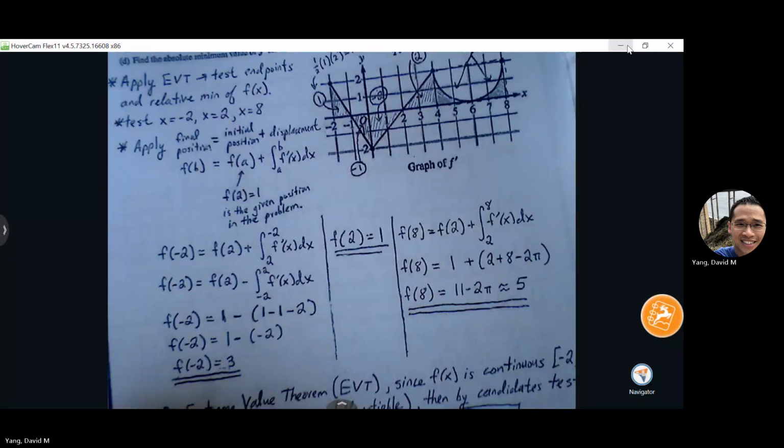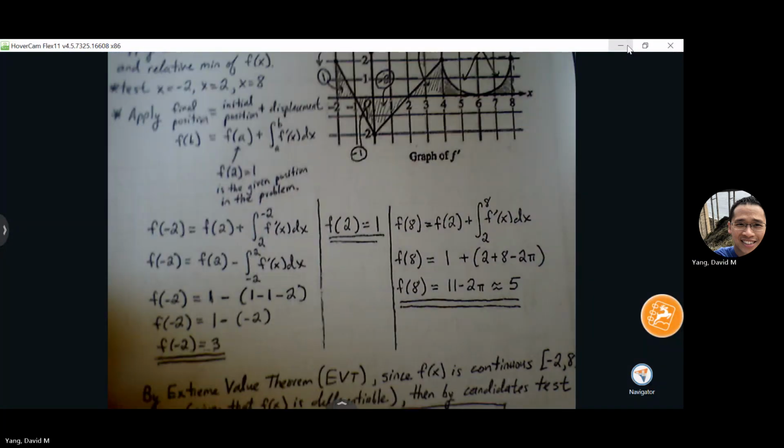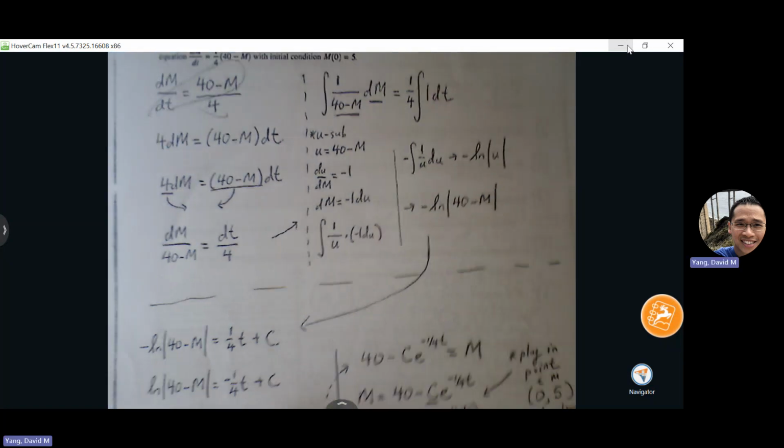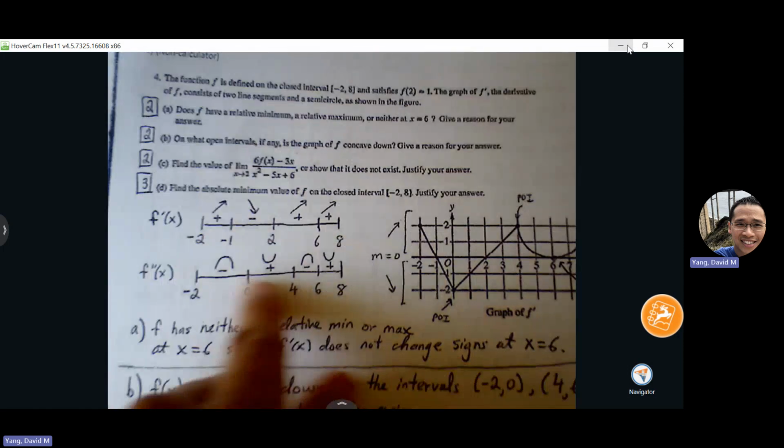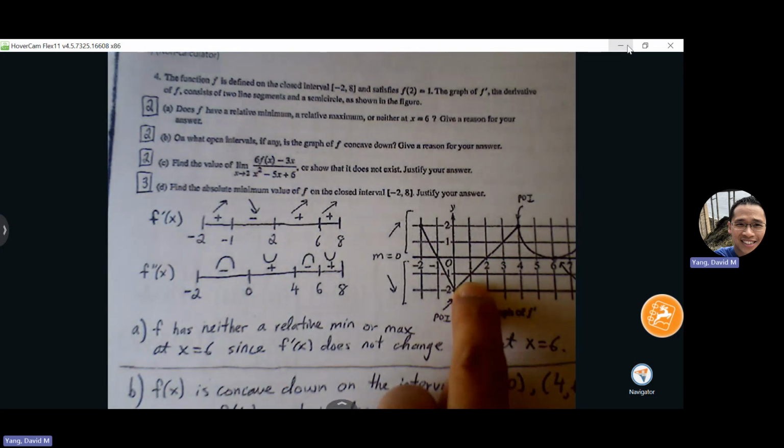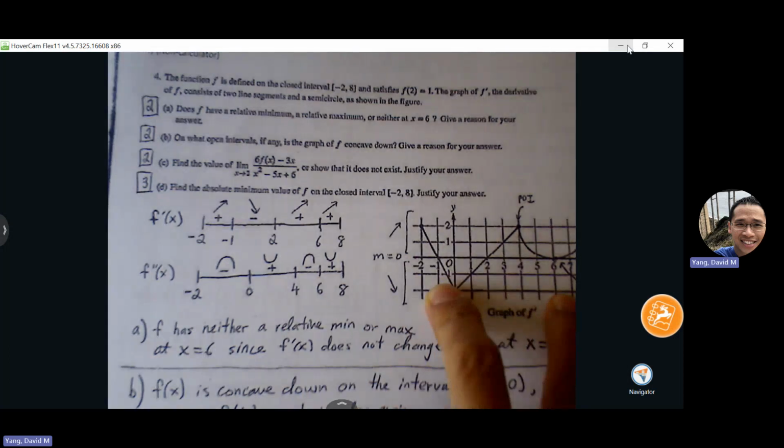I know we did 1 through 3. You guys, homework was to finish 4 through 6. I feel like number 4 is pretty straightforward in terms of, we've seen problems like this where we're given a derivative graph and we're asked to find information about the derivative graph.